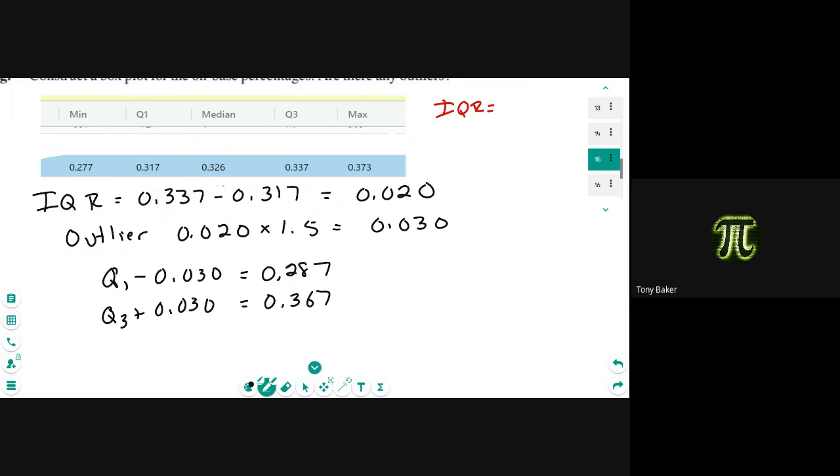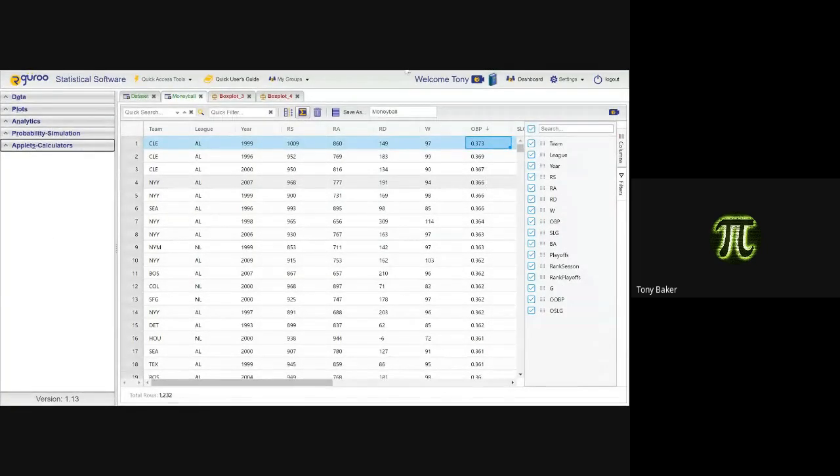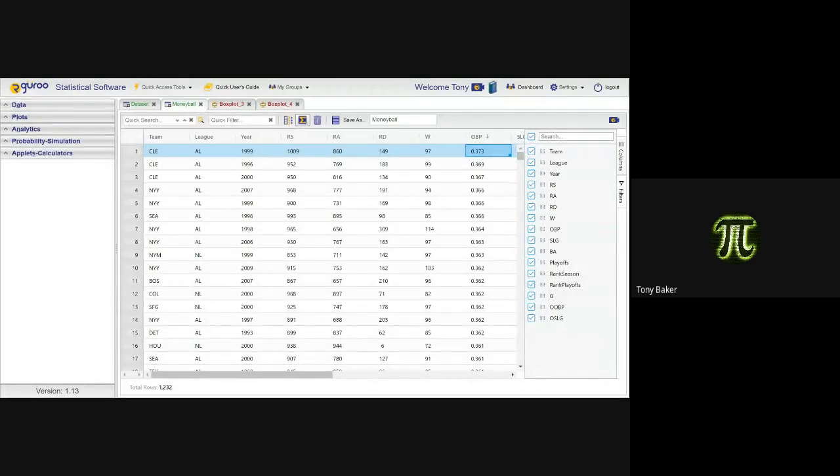If we look at this, it was 0.367. No, because that's going to be my borderline. That's actually going to be my new maximum. So 0.369 and 0.373 are my two outliers. I can't remember who that player was. Oh, yes, these are actual real data.